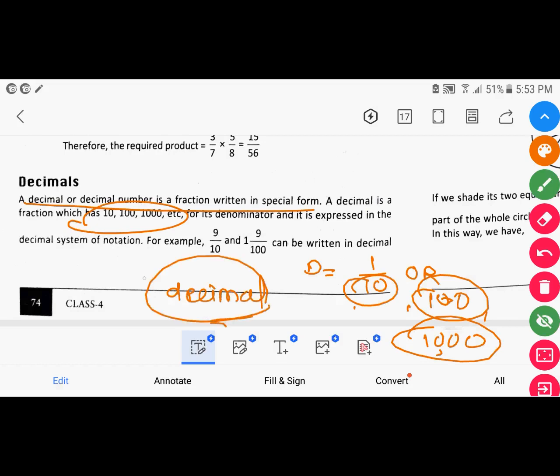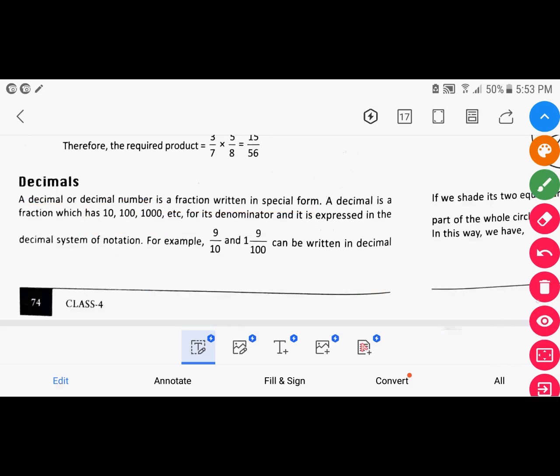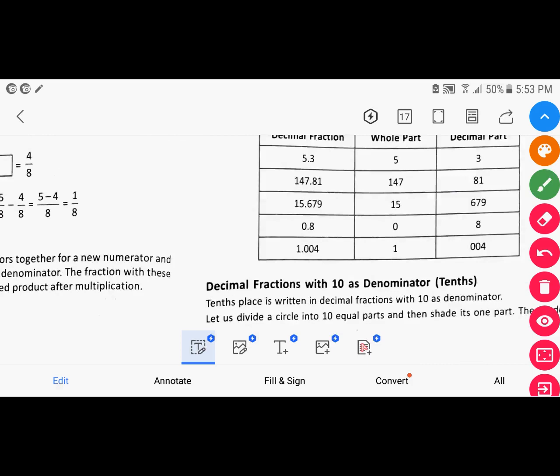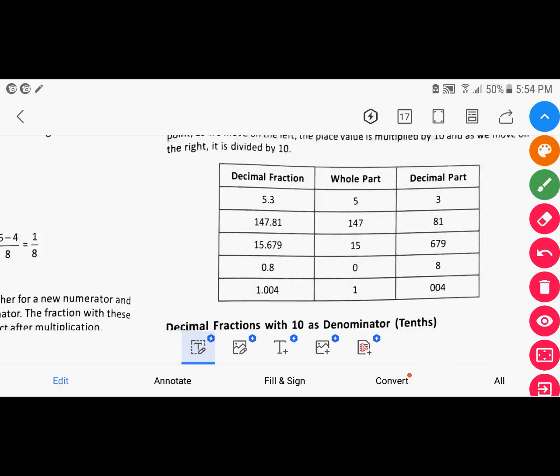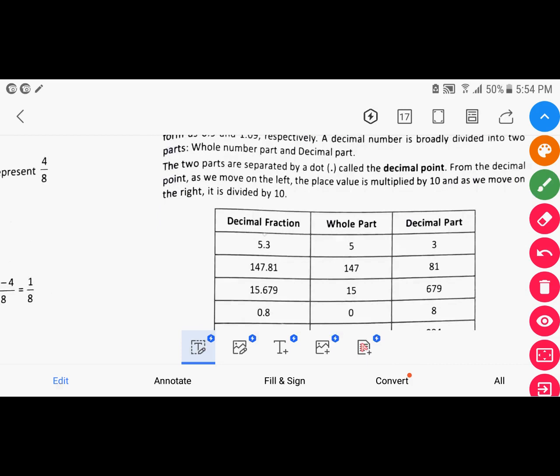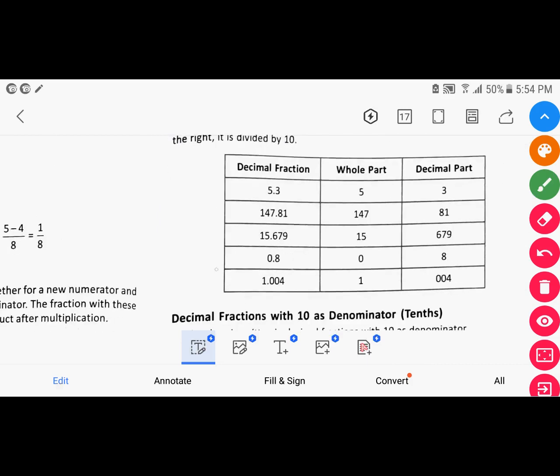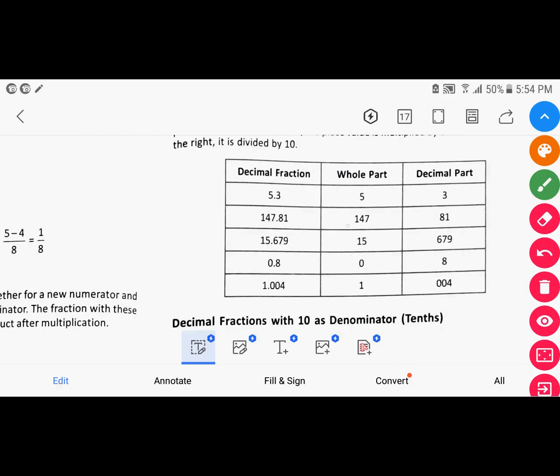You have only up to 3 digits at the right side of the decimal point in the syllabus, not more than that. Okay, so the denominator should be 10, 100 and 1000, so that the fraction can be converted into decimal. Now how? And it is represented by the point, the dot. Now see, 5.3 means whole part 5 and decimal part is 3 here.